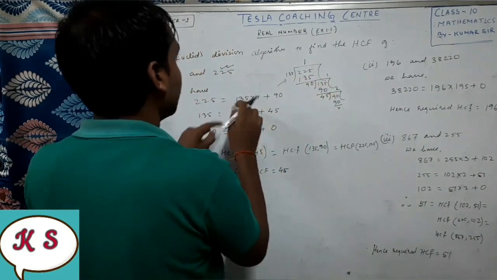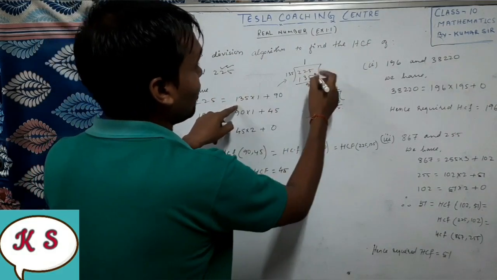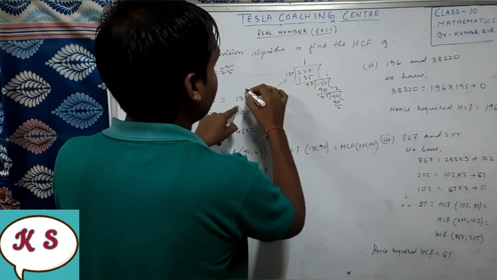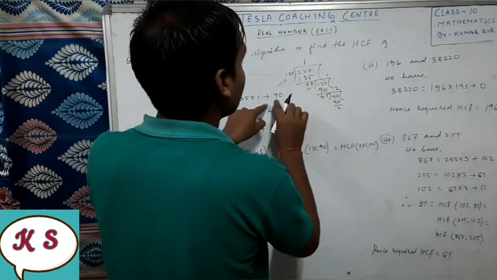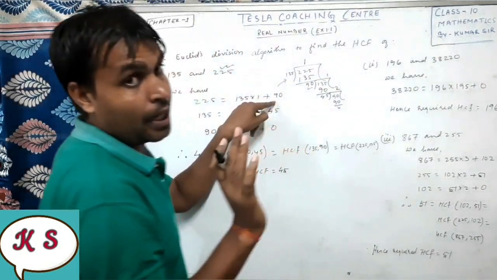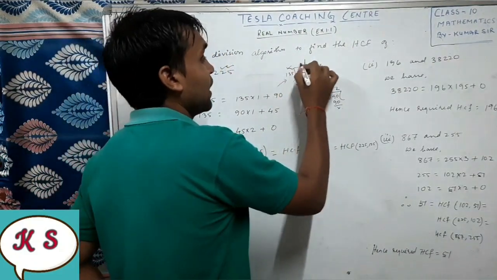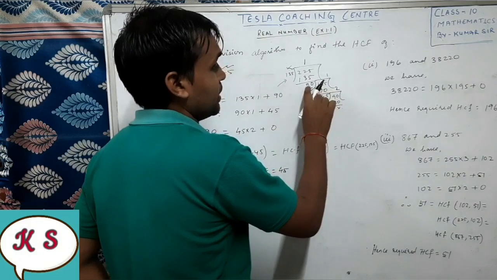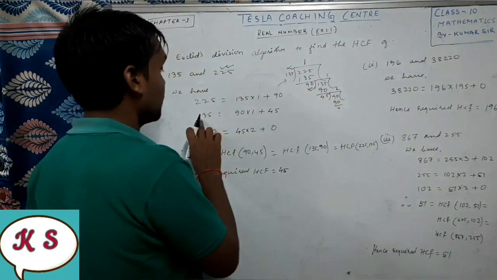Now 225 will be equal to what? 135 into how many times? Into 1. What is the remainder we got? 90. So plus 90. I hope the first step is clear. Now this 135 we will be dividing by this 90. So we'll write 135 here.